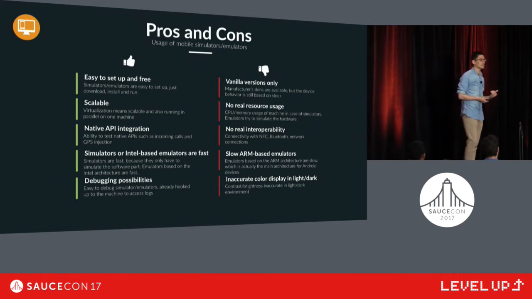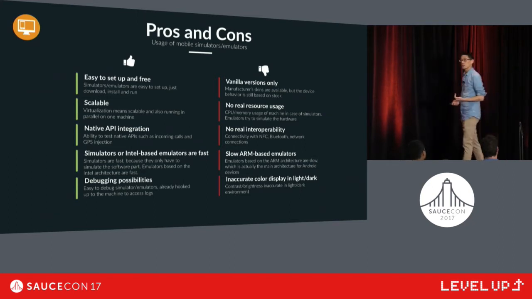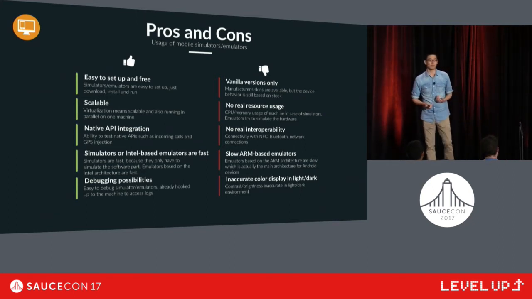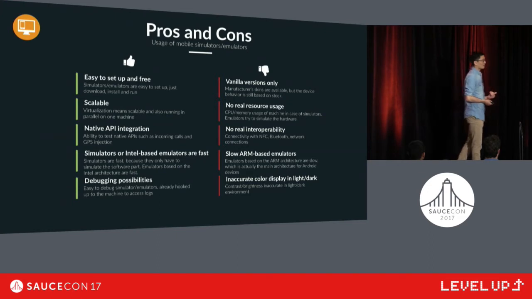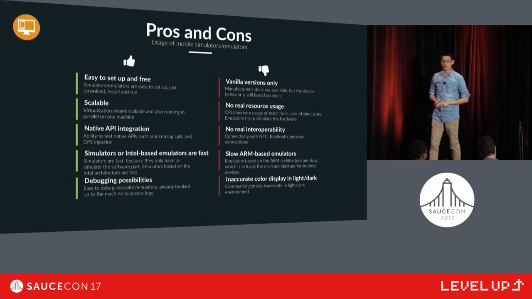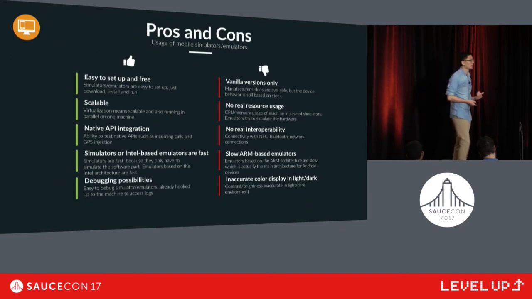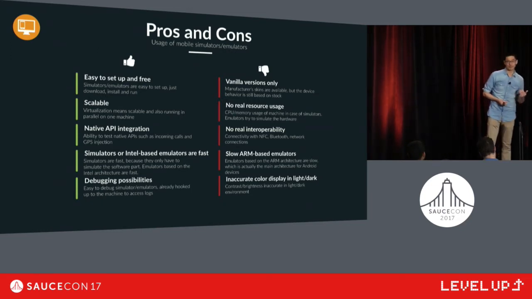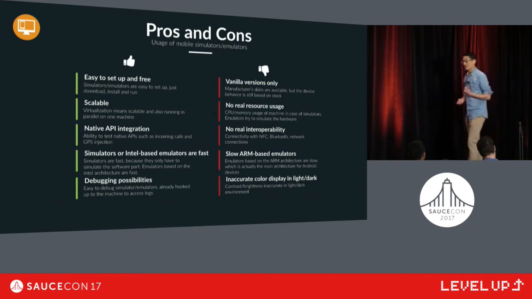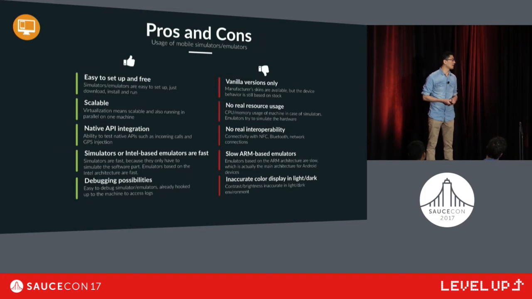iOS simulators are fast. The Intel-based emulators are also fast. So if you use something like Genymotion for Android, it's Intel-based. That also brings us to the con of slow ARM-based emulators. If you look at the market, I think almost all Android devices are ARM-based. So don't focus on performance testing here. But functionally, it does work. So you can do some fast feedback here.